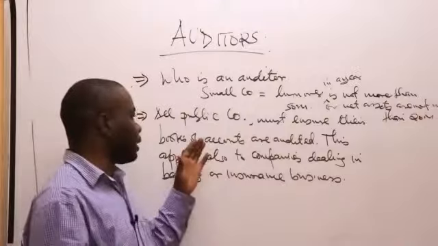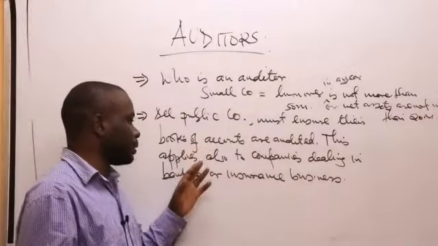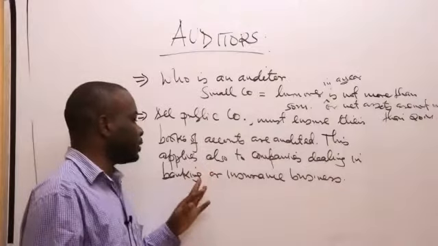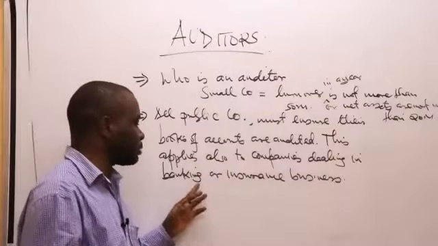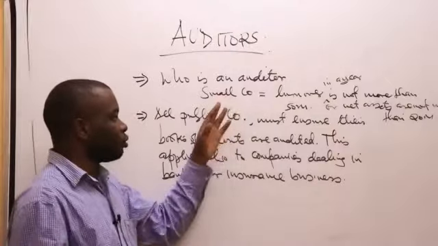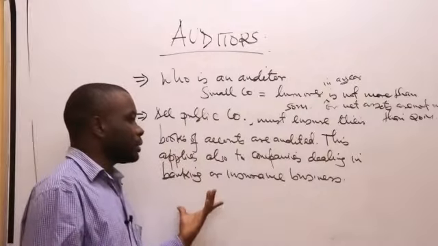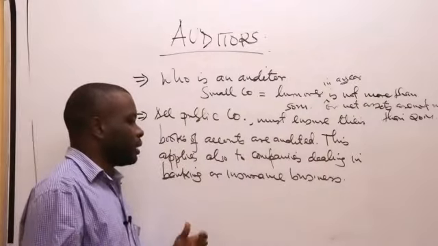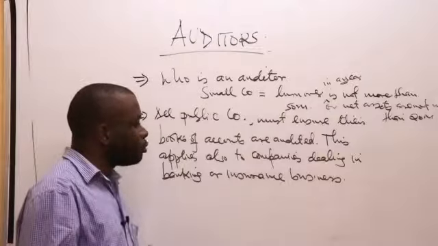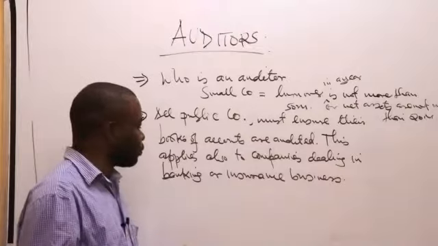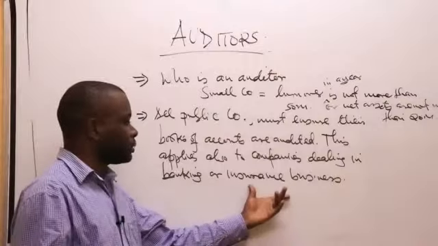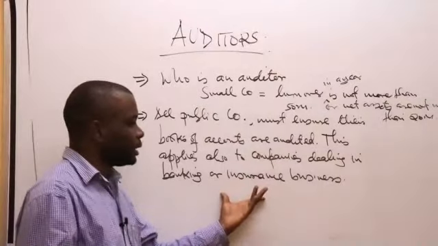But for public companies and any company that is dealing in banking or insurance business, whether it is private or public, it doesn't matter. It must ensure that its books of accounts are being audited. So maybe you could be asking, why is it a must for banking or insurance business to ensure that their books of accounts are being audited?